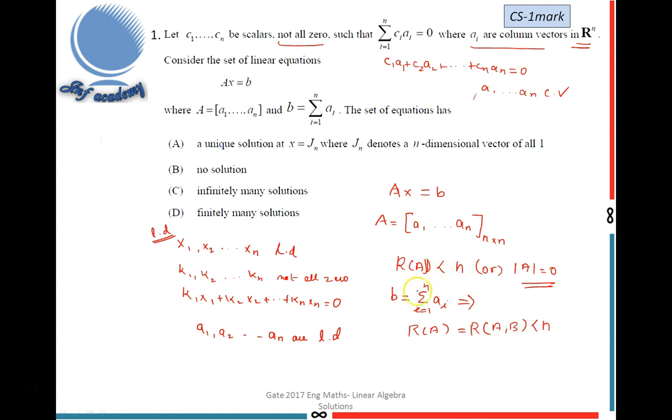So here I use one condition. Suppose R of A equal to R of A comma B, then it has a solution, and if it is less than n, the number of unknowns, then it has infinitely many solutions. That means option C is the correct answer. So the final answer is option C.